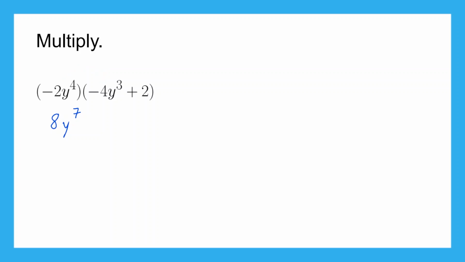Now we have a plus in this set of parentheses right here. So we're going to bring that directly down. We're going to say 8y to the seventh plus something. Now we need to do negative 2y to the fourth times 2. Well, first of all, 2 could be thought of as 2 times y to the power of 0. We know that y to the power of 0 is 1. So let's keep that in mind when we multiply.